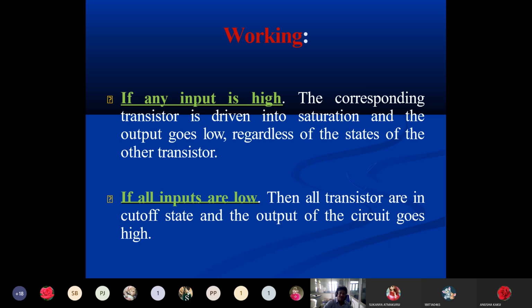So when that one enters saturation, based on that saturated transistor the output becomes low. The state of the remaining transistor does not matter. The second case is, if all inputs are low, then all transistors are in the cutoff state. That means they will not activate and the output of the circuit goes to high. When the transistors are cut off, the VDD voltage will flow to the output.